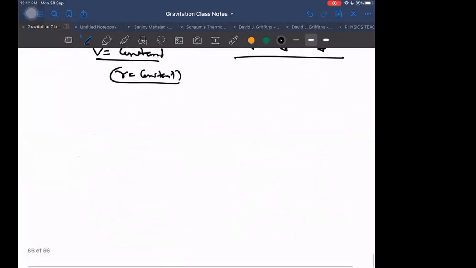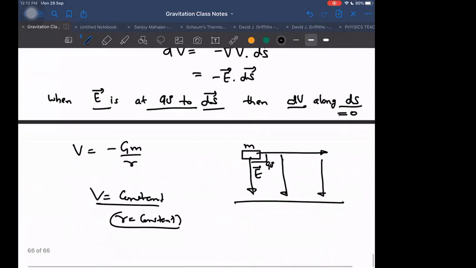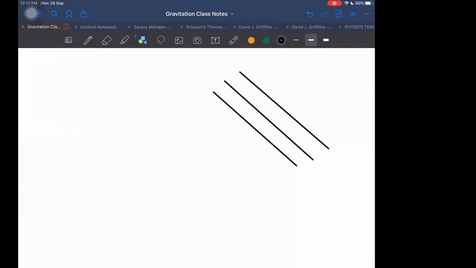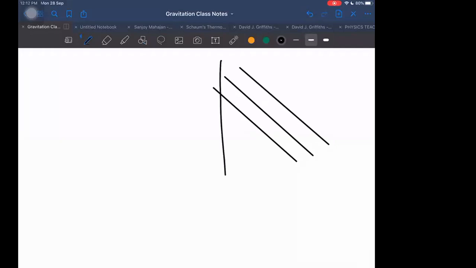Now, keeping this idea in mind, we know what an equipotential surface is, right? If I have equipotential surfaces like this, one equipotential surface, second, third, and this is the y-axis, this is the x-axis. Here it is 10, 20, 30, and here the potentials are given as 50 joule per kg, 40 joule per kg, and 30 joule per kg.